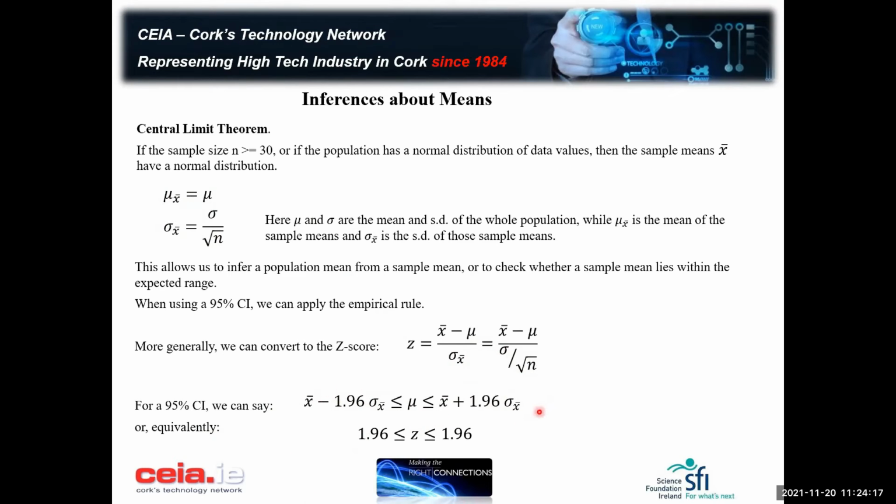And remember, this empirical rule can be stated this way as well, in terms of the Z statistic. Again, sorry, I've got a typo here. There should be minus 1.96 down here. Let me see if I can edit that. Right. Minus 1.96. So Z lies between minus 1.96 and plus 1.96, 95% of the time. So this is your 95% confidence interval.